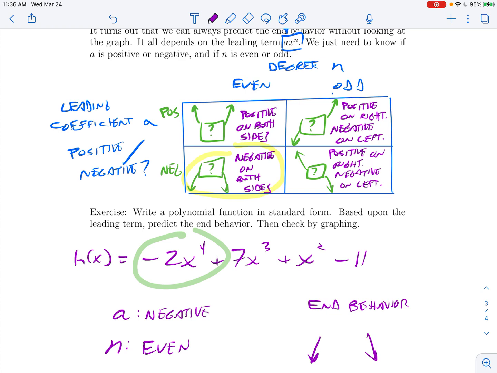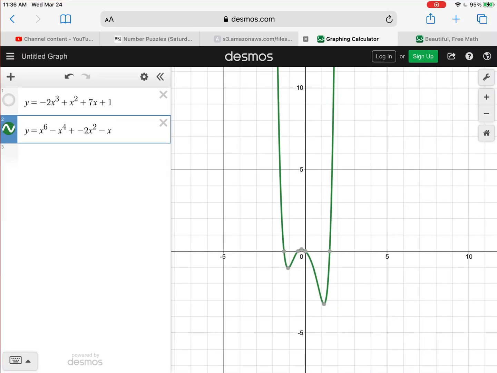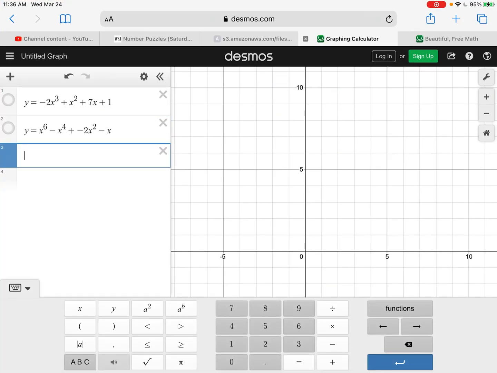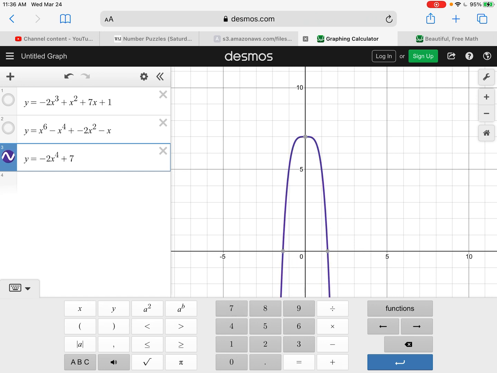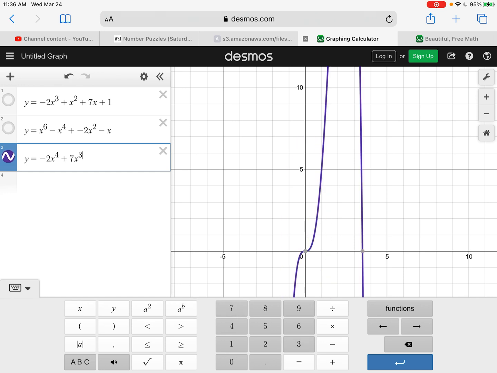So I'm going to go back to Desmos and graph this. We'll see if that's the end behavior we get. So we had y equals negative 2x to the fourth plus 7x to the third plus x squared minus 11.